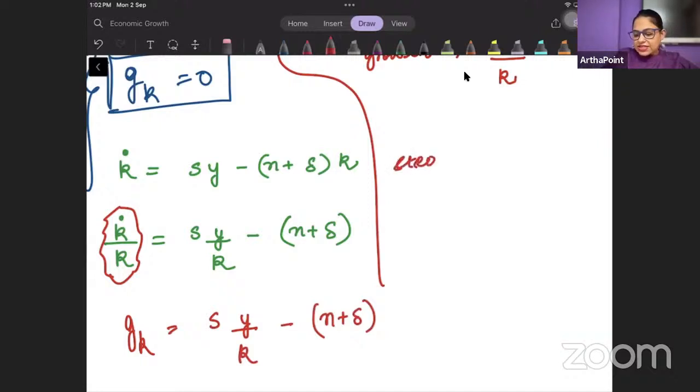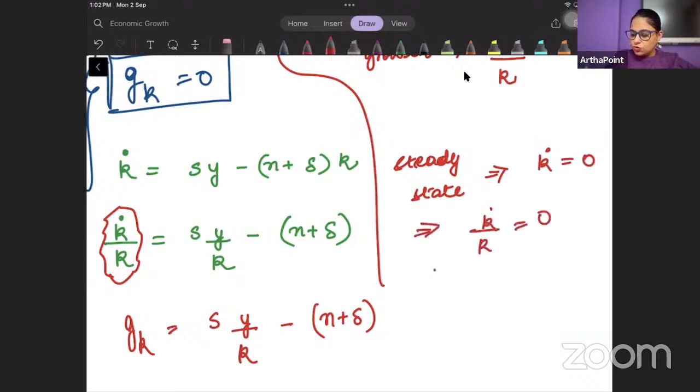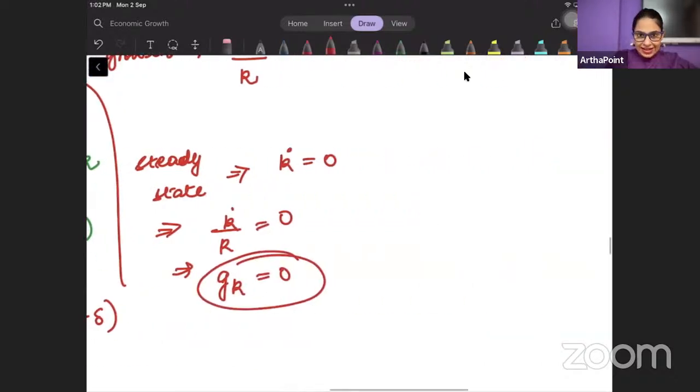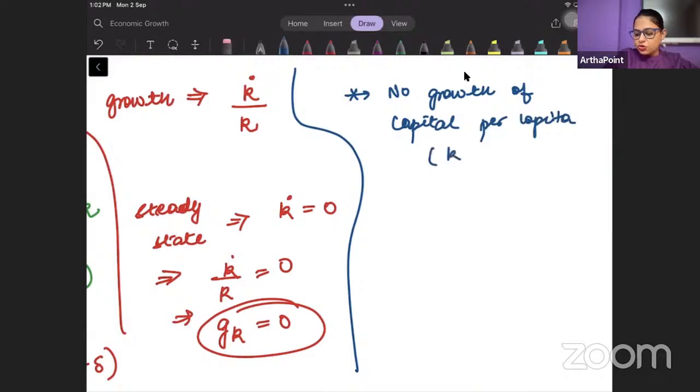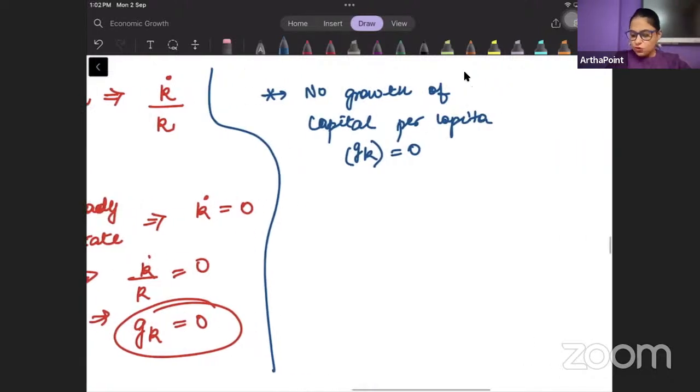And what happens at steady state? At steady state, we keep k dot equal to 0. So automatically k dot by k will be 0. So it means the growth rate of small k will be 0. So my claim is that in this model, there is no growth of capital per unit labor or per capita. The growth rate of small k is 0. Okay. Now, first just understand, then I will go to the notes.